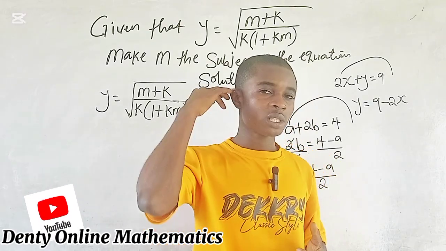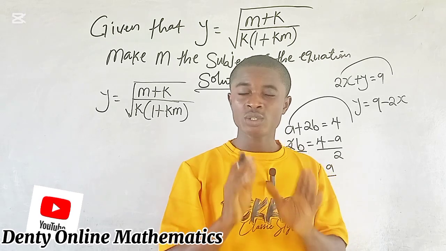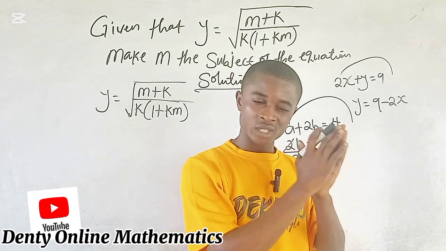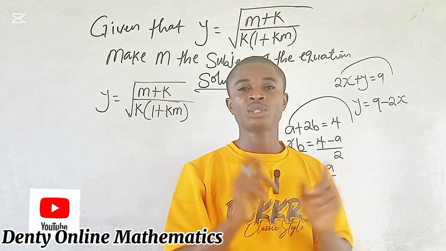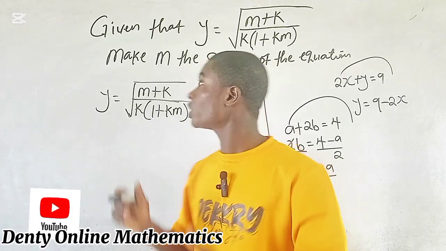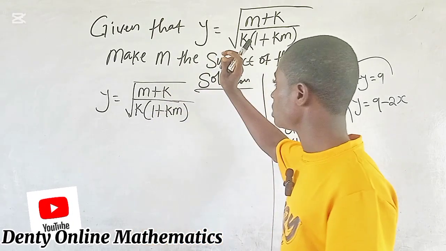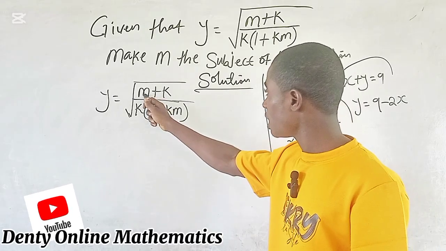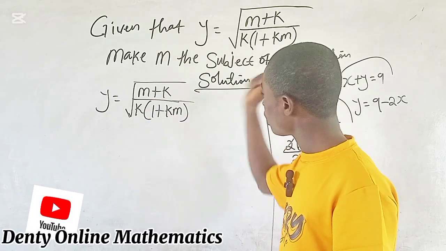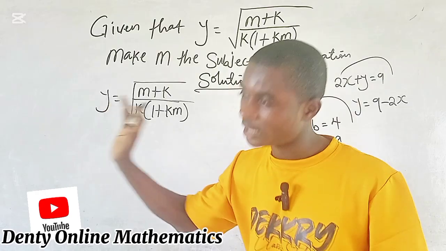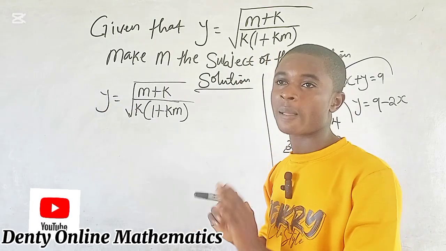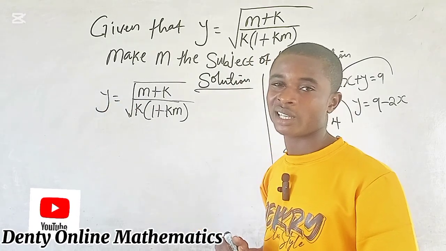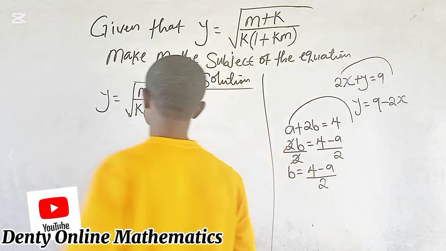Anytime you have to make something the subject, we are simply telling you to make that thing stand on its own. Nothing should be attached to it. You get? So in this question now, we have to make m the subject. What are those things that you would do so that m stands on one side, on its own? That is what you're asking. You get? It is very simple.